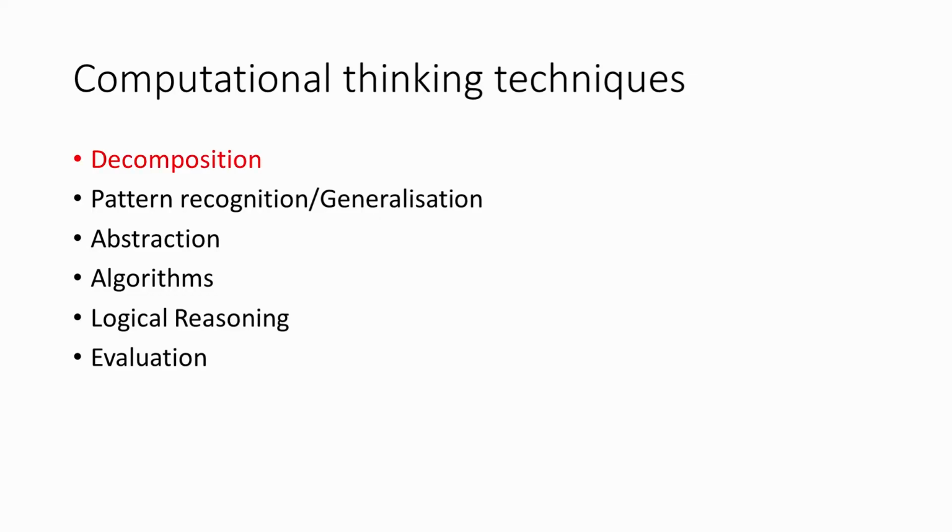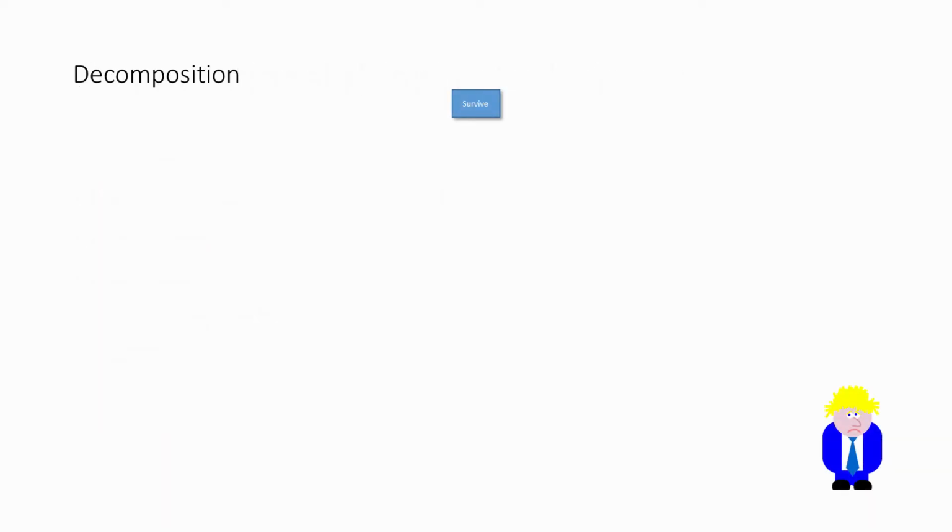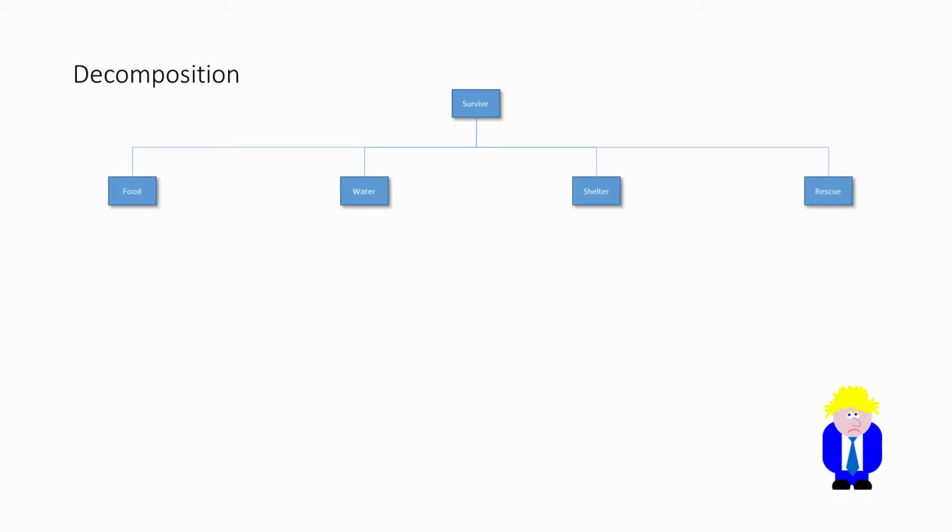One of the techniques of computational thinking that Boris has decided to try first is decomposition. This means taking a large, complex problem and breaking it down into smaller, more manageable problems. The complex problem that Boris is up against is survival. And the way he sees it, these are the sub-problems that he needs to solve.